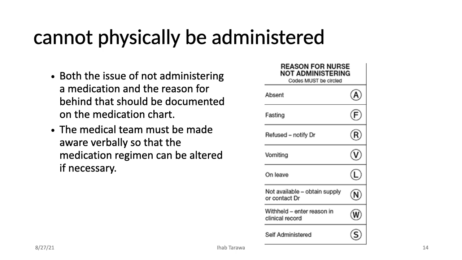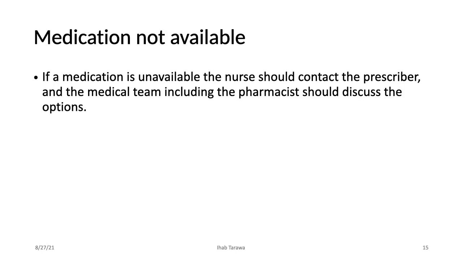If the medication is self-administered by the patient, the nurse should make sure that the patient took it at the right time and in the right way, and this should also be documented. If a medication is unavailable, the nurse should contact the prescriber and the medical team, including pharmacists, and they should look for an alternative solution.